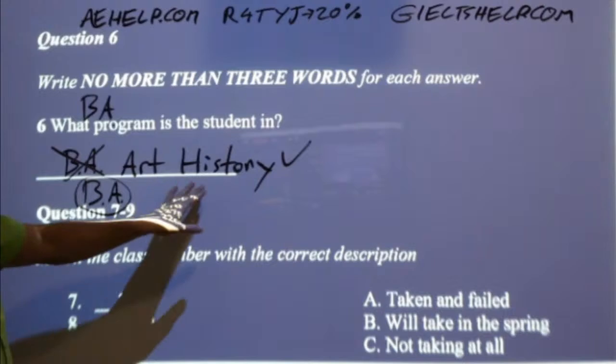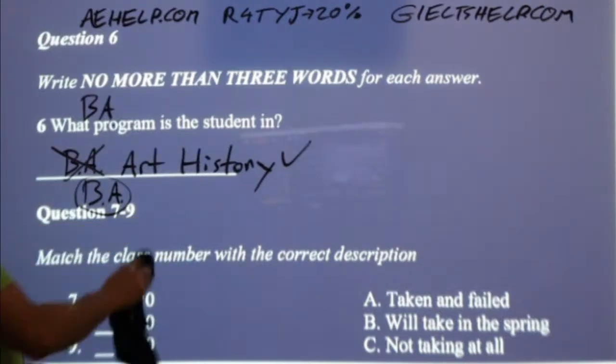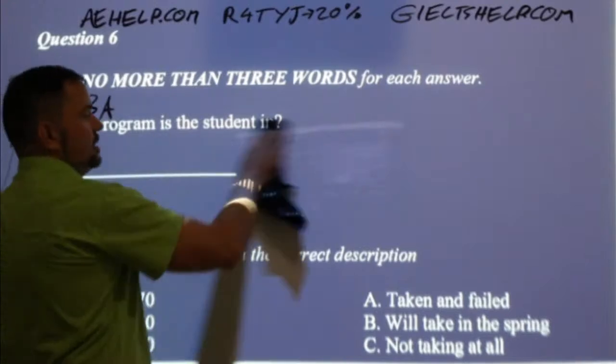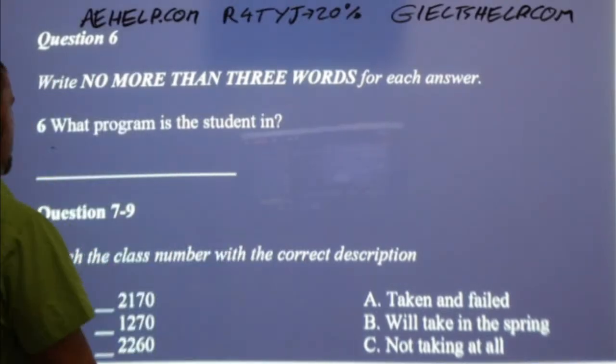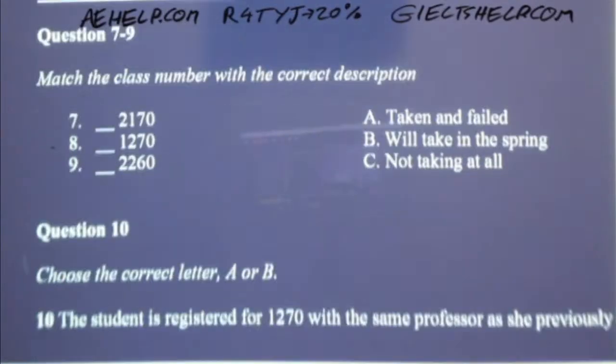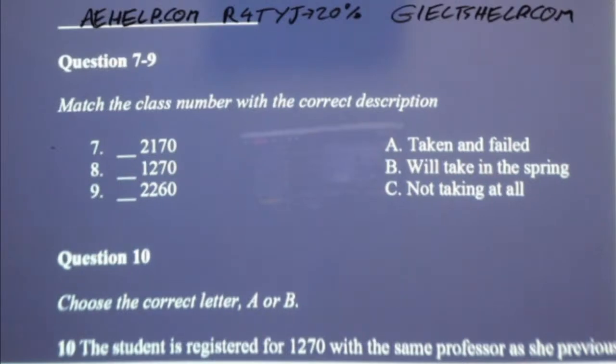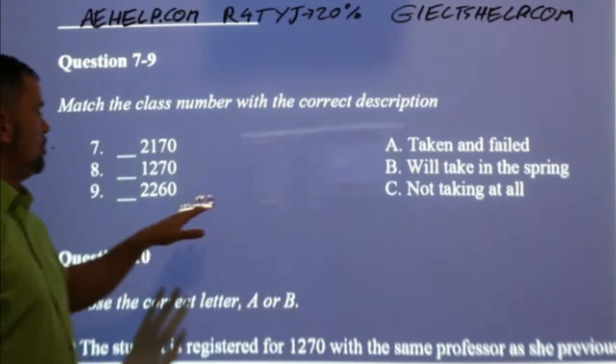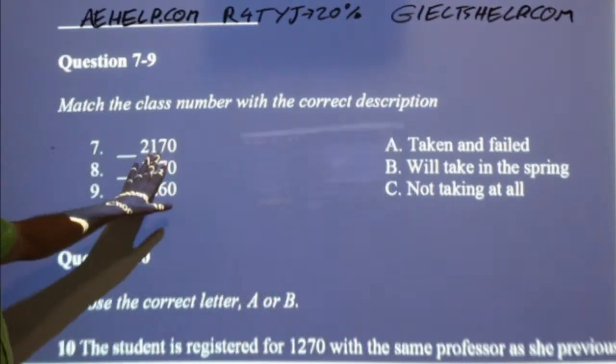So it takes a capital A and a capital H because it's the name of the program that she's enrolled in. So it's capitalized. All right. Now, this is an interesting type of question in the listening. You have to match the class with the number, okay? So pay really close attention to these numbers.